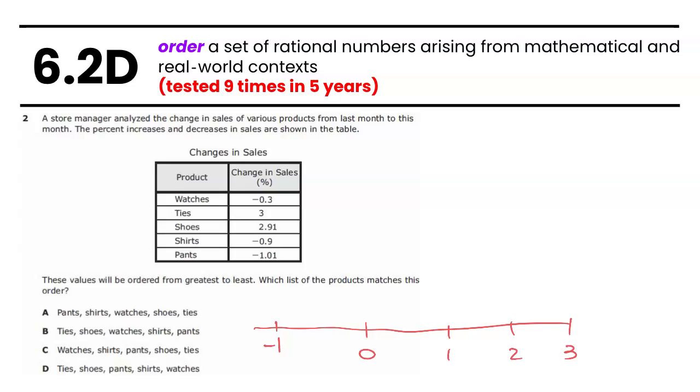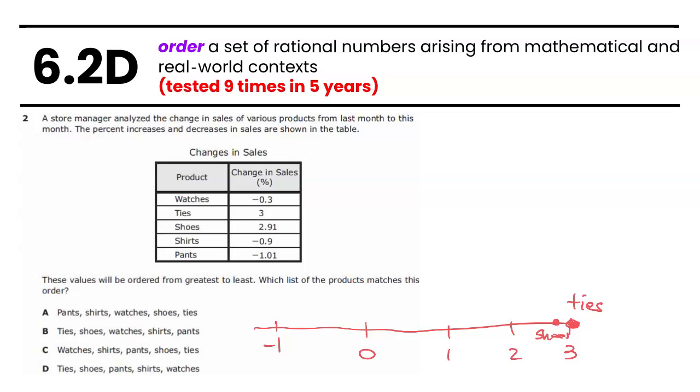And so -1.01 is one of the numbers that I see, -0.3, 3, 2.91, etc. So I'm going to just start off with some of the easy ones. So for example, ties is at 3. And so this right here is going to be ties. 2 and 91/100ths, well, that's going to be a little less than 3. So this right here is going to be my shoes.